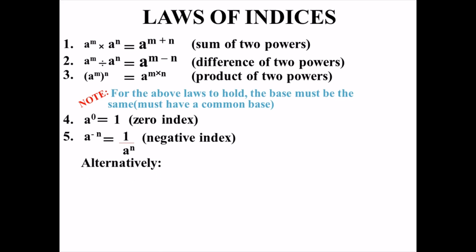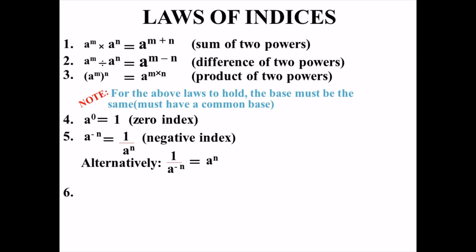Let us look at an alternative form of law number 5. Alternatively, if you have a number like 1 over a raised to negative n, it is the same as a raised to the power of n. So there is an alternative form of the negative index law rule. That is law number 5.